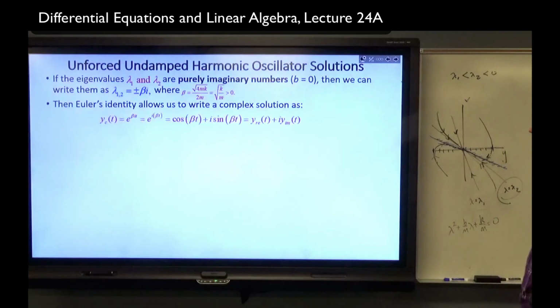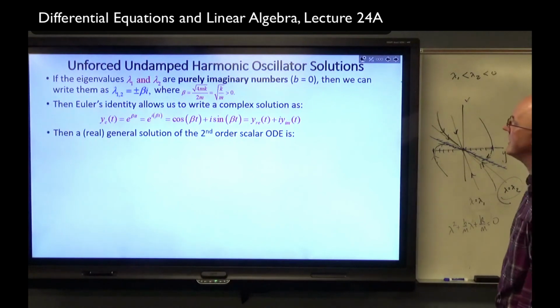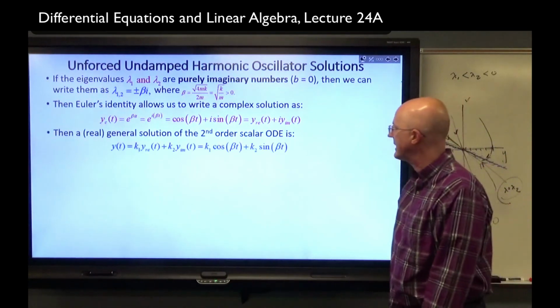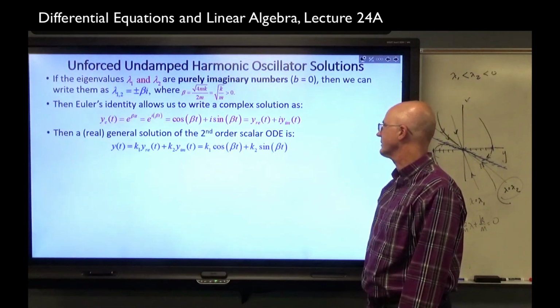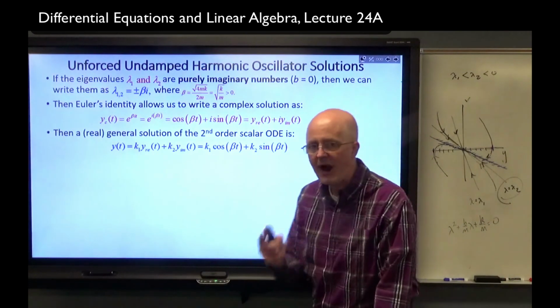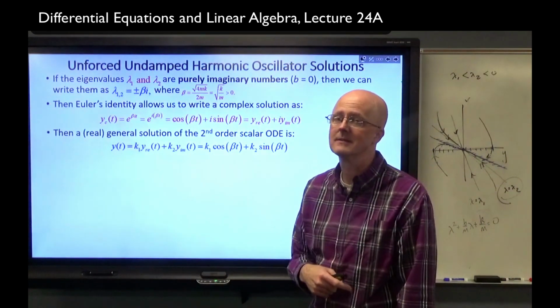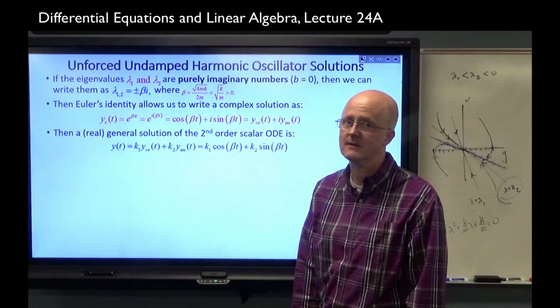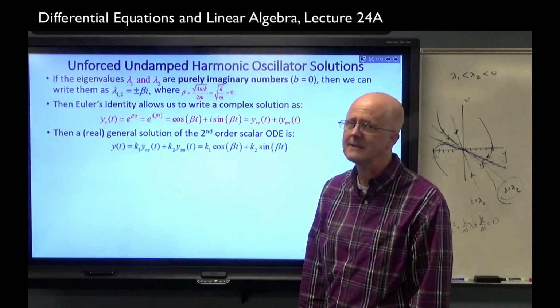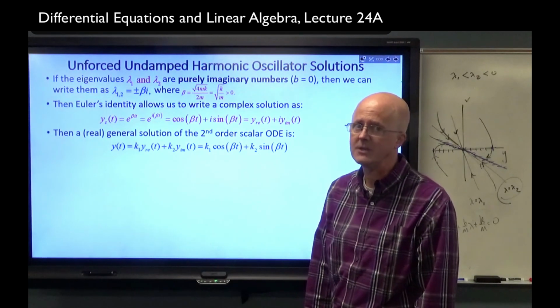Euler's identity gets us a complex solution. Take the real and the imaginary parts as linearly independent solutions of the original equation, and therefore a linear combination of those is a general solution of the original. You should practice solving some IVPs, some initial value problems, with this as well. Okay, it's not too hard, but make sure you can do it.